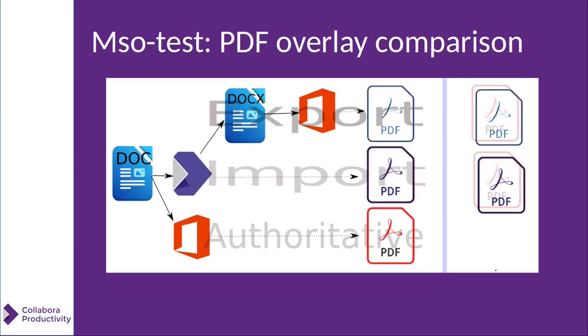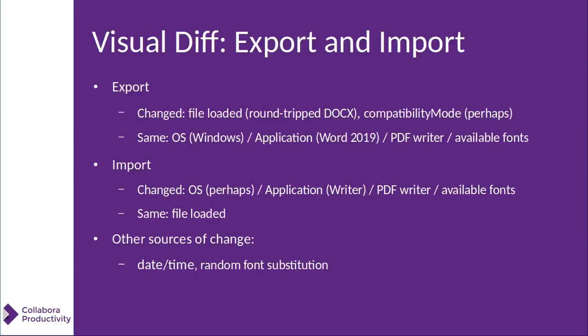And the part we're going to focus on today is the comparison of those PDFs in a companion tool. So let's first think about what we're doing here in terms of what our import and export are comparing. If we look at the export, the thing that's changing is the file that we're looking at. The authoritative was looking at one document, and the comparison is against a different kind of document. But the things that are the same are the operating system, the application, which is Microsoft Word, and Word's PDF writer, and the fonts that are available. All of those things have stayed the same. The only thing that's changed is the document. In virtue of that, we would expect that our PDF comparison should be pretty good. There shouldn't be a whole lot of alternate factors coming into play.